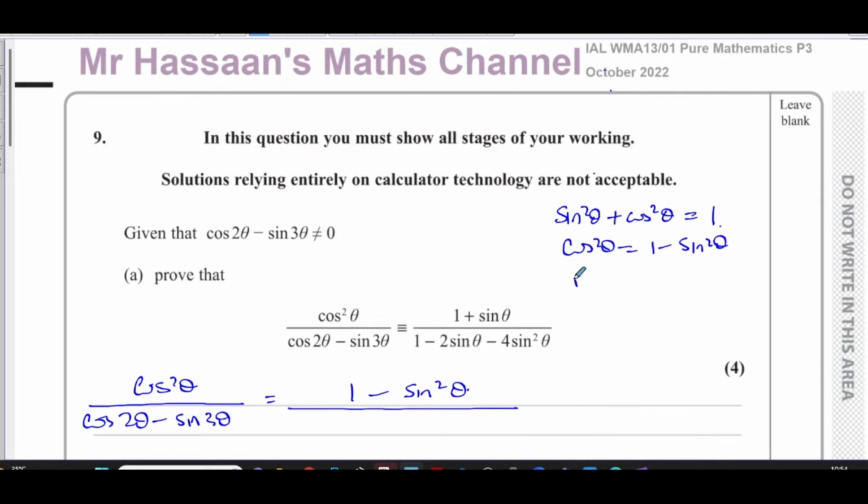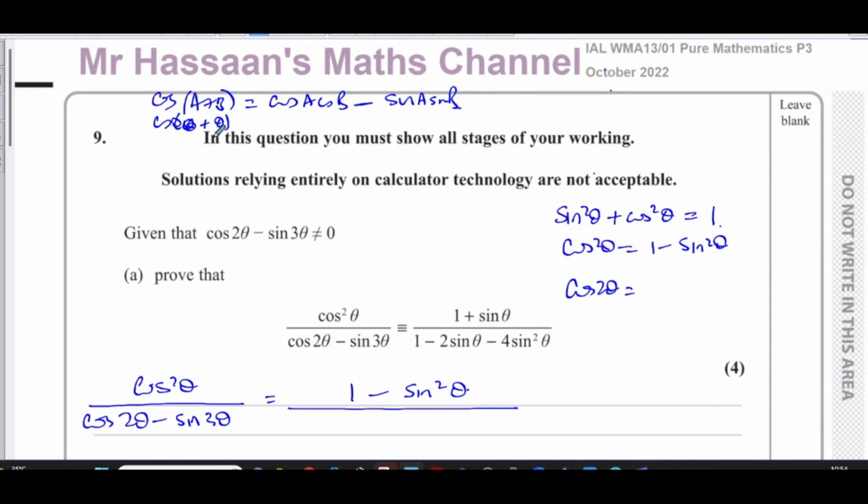Secondly, cosine 2 theta. That's the double angle formula that we're going to need to know. This is not given to you in the formula book. So cosine 2 theta, the double angle formula, we need to know, and it's based upon the addition formula, cosine of A plus B equals cosine A times cosine B minus sine A times sine B. This is in the formula book. You just call this cosine of theta plus theta.